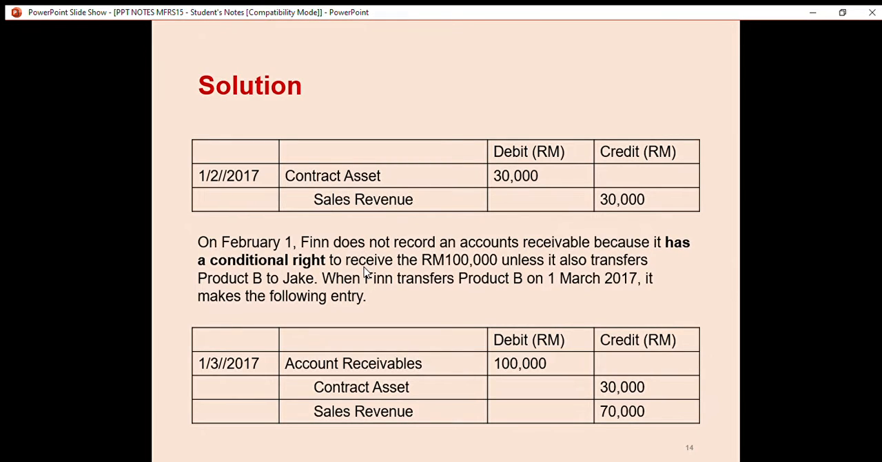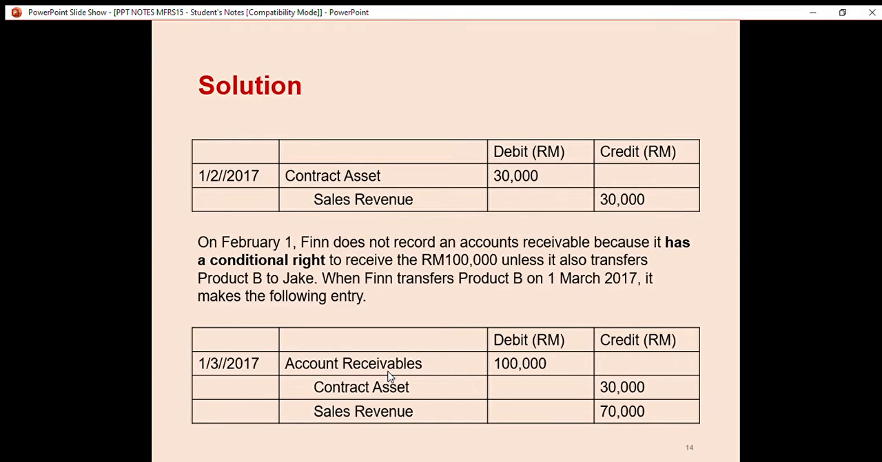When Finn transfers product B on 1st March 2017, it makes the following entry. On 1st March 2017, the seller will debit account receivable 100,000. Why account receivable? Because all performance obligations have been satisfied, that is, delivering product A and product B to the customer. So we debit account receivable 100,000 and credit contract asset 30,000.